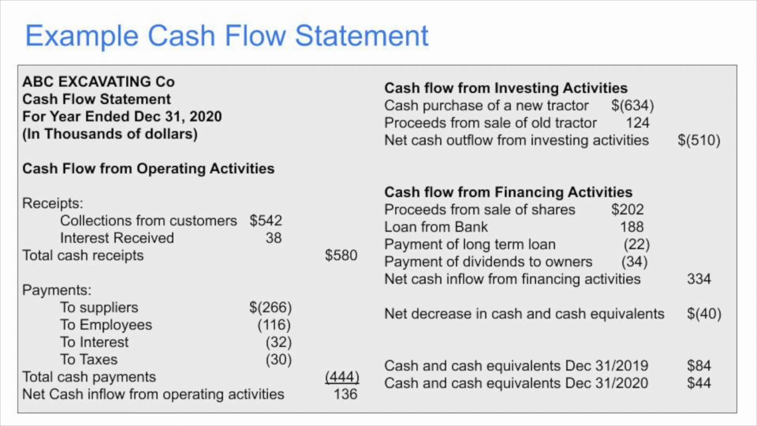So we see that our operations were very good. We made a lot of money in operations. In fact, we made $136,000 net operating our business. We did buy that tractor, though. That took $510,000 net out of the business. And we did have some financing. The financing brought $334,000 into the business. So we've taken on more debt, but we've also bought a piece of asset for $510,000 that took money out of the business. So we ask ourselves, is the business better off?